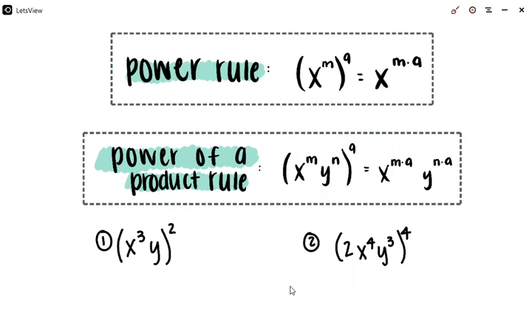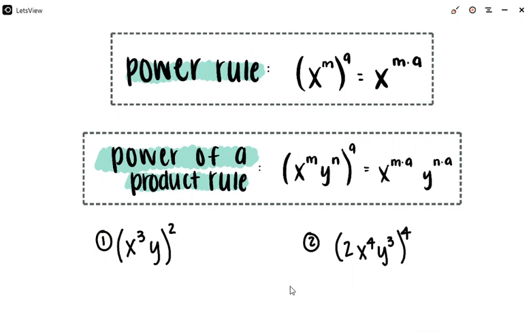If we happen to have multiple terms inside of our parentheses, this is what we're calling the power of a product rule, okay? Because this is a product, right? Raising it to a power, all right? You are just going to distribute it to both and use the power rule that we just discussed. So you distribute that a and have x to the m times a. Bring that a to the n as well. So you have y to the n times a.